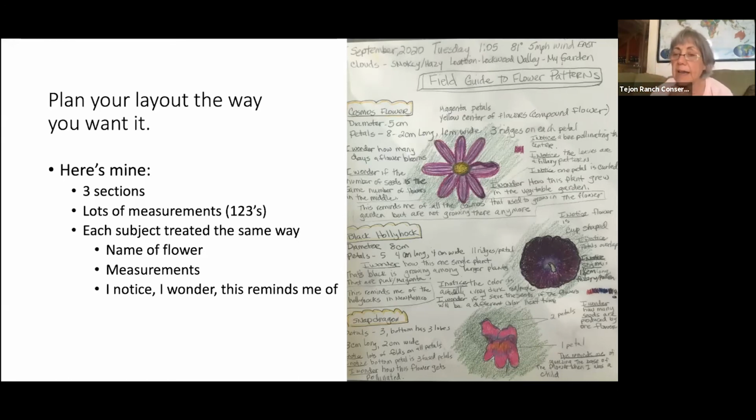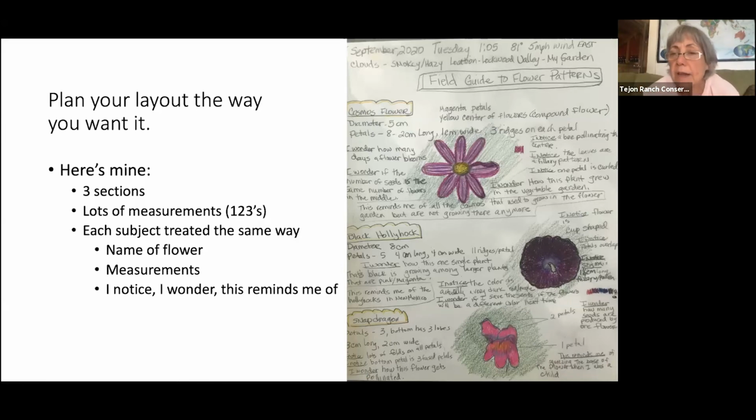Then I wrote in my I notices, I wonders, and this reminds me of. As I've done before, and is my practice, I underline I notice, I wonder, and this reminds me of, so that it's easy to find it and know that I notice is the narrative, the description. I wonder are my questions. This reminds me of is that connection that I made.